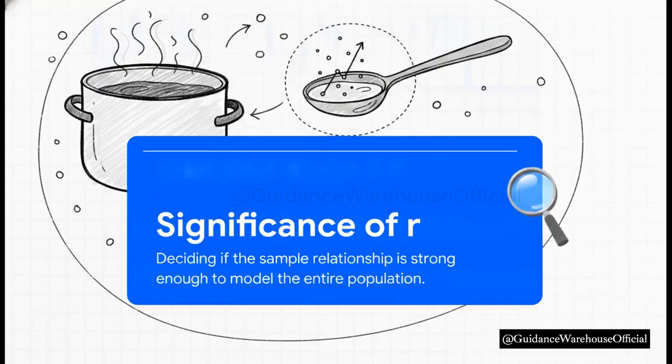And that brings us to our main goal today. Testing the significance of the correlation coefficient really just means we're deciding if the linear relationship we see in our small sample data is actually strong enough to model the relationship in the entire population. We're trying to prove that the trend we see in our spoonful isn't just some random coincidence, but a true reflection of the whole pot.